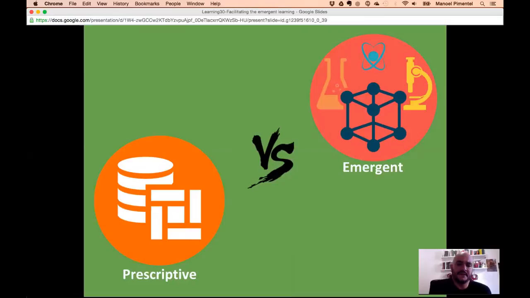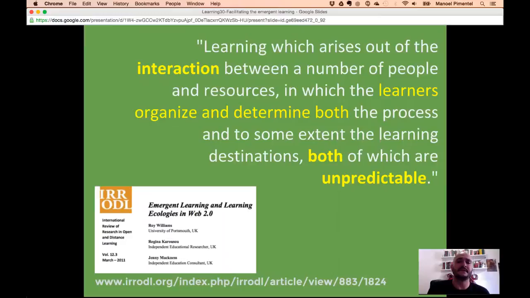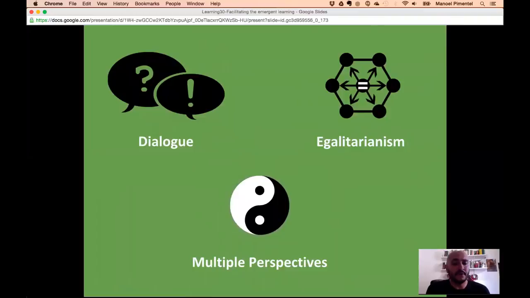It's important to note that it is about the difference between the prescriptive approach and the emergent approach, especially because you start to recognize that the learning arises from the interaction between a number of people, right? In this case, for example, the result of the learning is unpredictable. It's a very important thing to remember, right? Remember the uncertainty, right? It's very related with the complex system. Learning 3.0 also is based on a lot of dialogue, multiple perspectives, and Learning 3.0 recognizes that everyone is equal during the learning process.